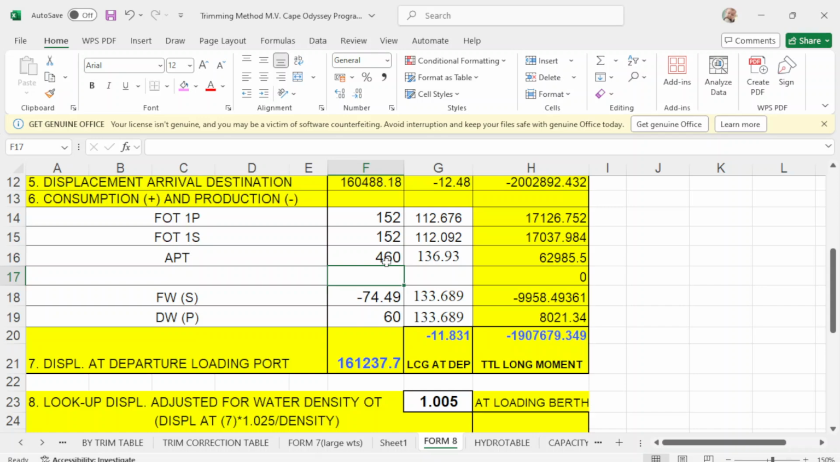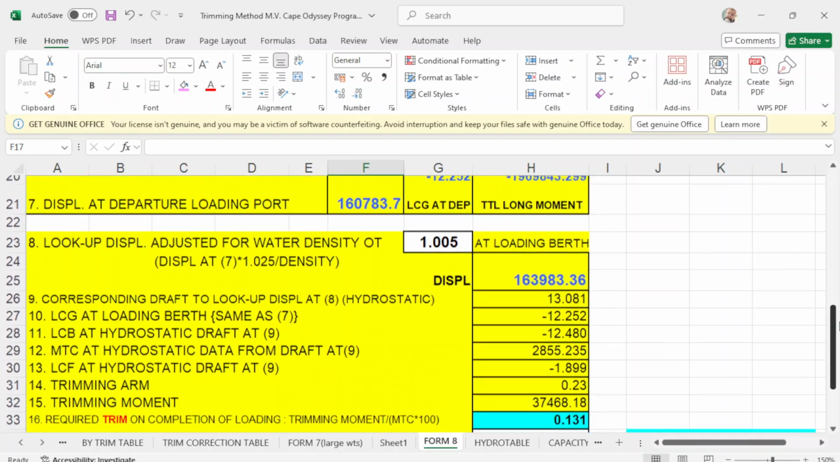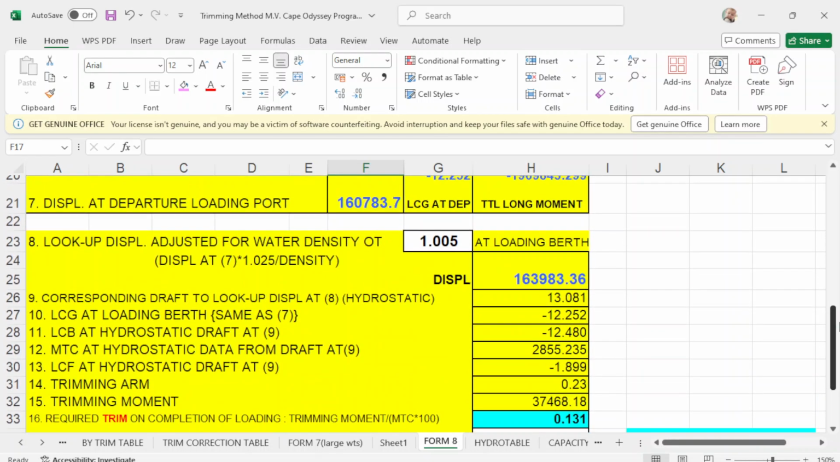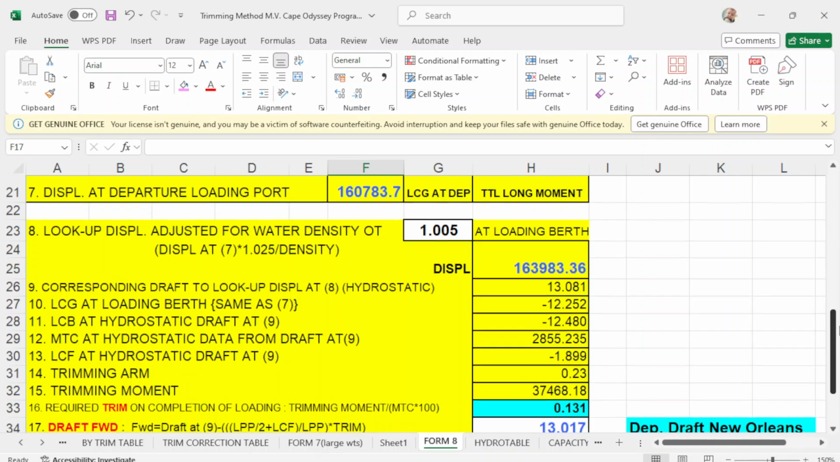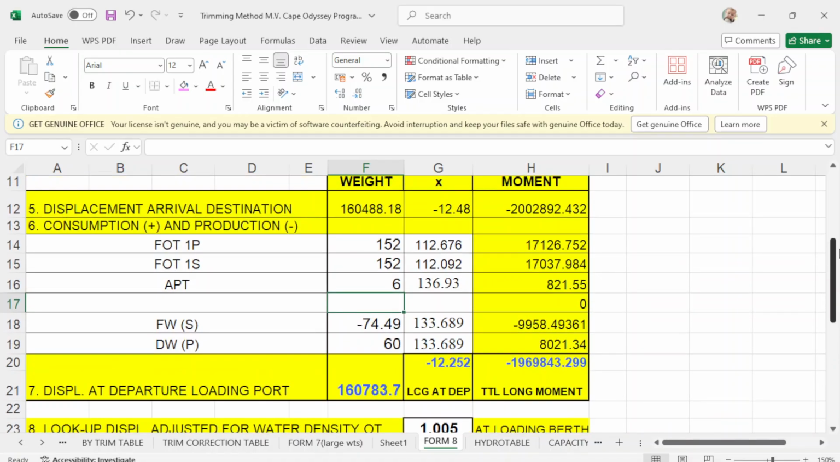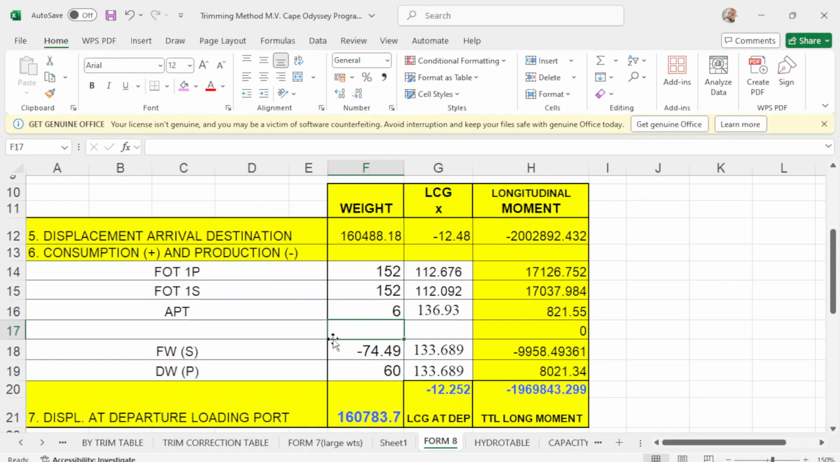Take out ballast of 460. This should be 0 because you have no ballast consumption. That will be, let's say, 460 of ballast, with 6 tons remaining. That should be remaining, and your trim will be 13 centimeters. Okay, so this will be your remaining ballast.